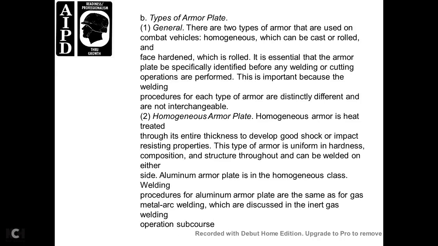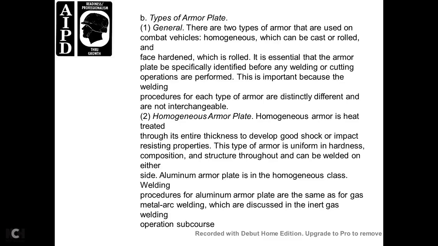Types of armor plate. There are generally two types of armor plate used in combat vehicles: homogeneous, which can be cast or rolled, and face hardened, which is rolled. Each must be specifically identified because of the welding and cutting operations performed. This is important because the welding procedure for each type of armor is distinctly different and not interchangeable. Homogeneous armor plate is heat treated through its entire thickness to develop good shock resistance for impact. The properties of this type of armor are uniform in hardness, composition, and structure throughout, so it can be welded on either side.